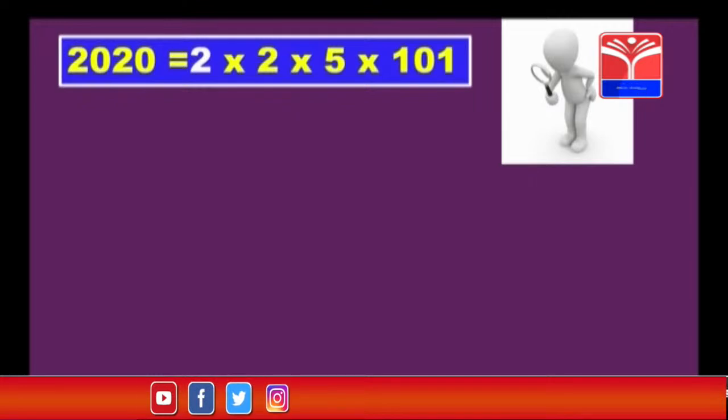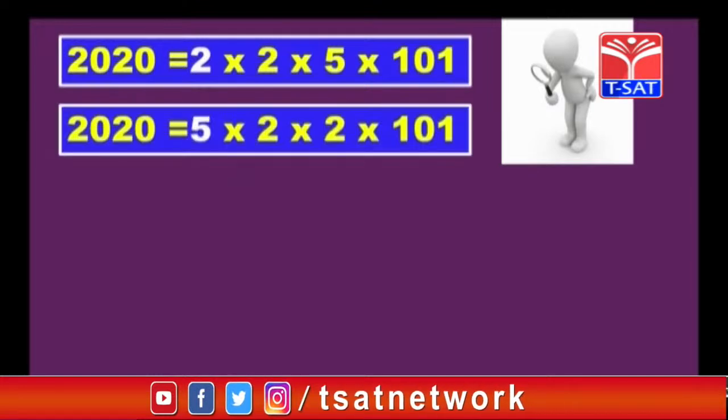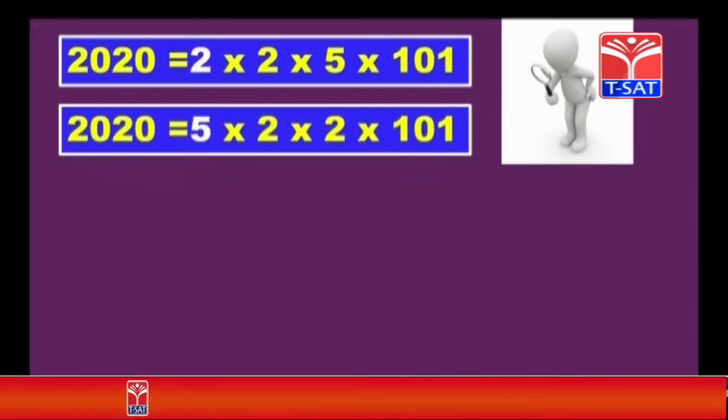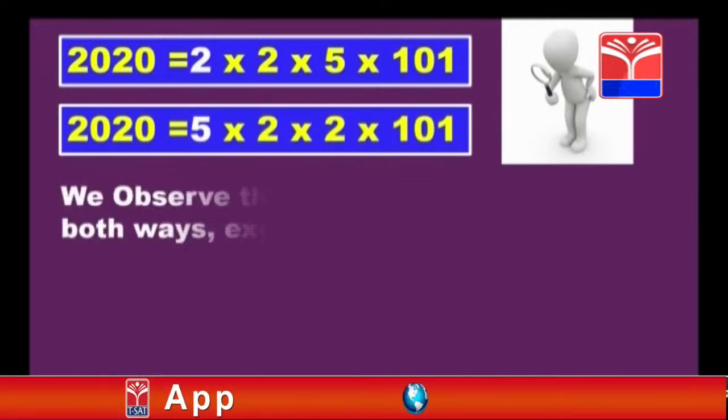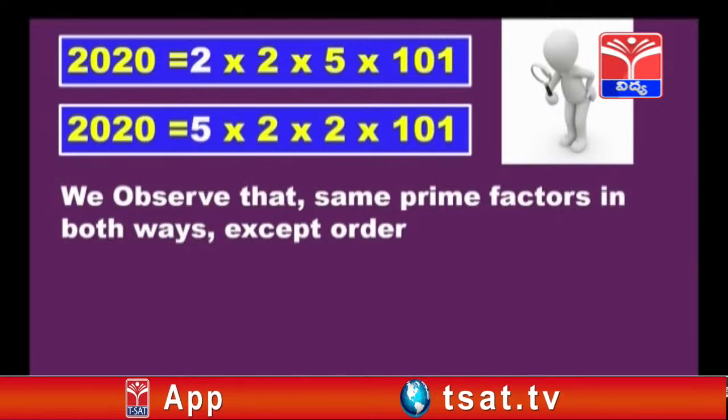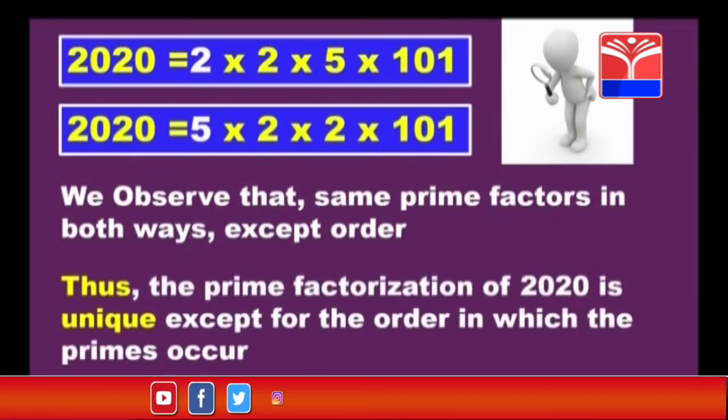So 2020, if you observe, I can write by the two methods as 2 into 2 into 5 into 101 or 5 into 2 into 2 into 101. We observe that the prime factors are the same in both ways, except for the order. Thus the prime factorization of 2020 is unique except for the order in which the primes occur.